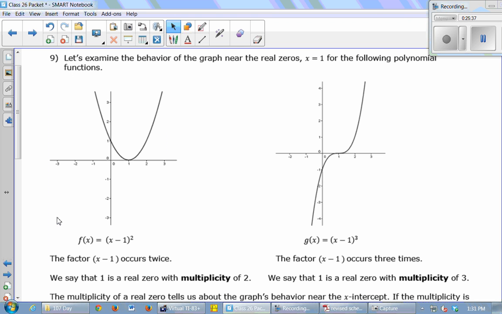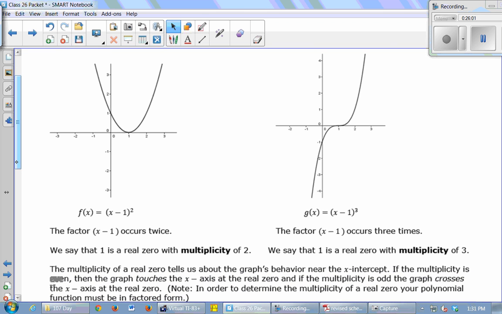All right, let's examine the behavior of the graph near the real zeros. x equals 1 for each of these polynomial functions. So both of these functions, we have (x minus 1) squared and (x minus 1) cubed. They both have a 0 at x equals 1, right? If I were to set each of them equal to 0 and solve, we would have a 0 at x equals 1. That is an x-intercept. And both of these graphs have x-intercepts at x equals 1. Now, what's different about the way this x-intercept looks versus this x-intercept?